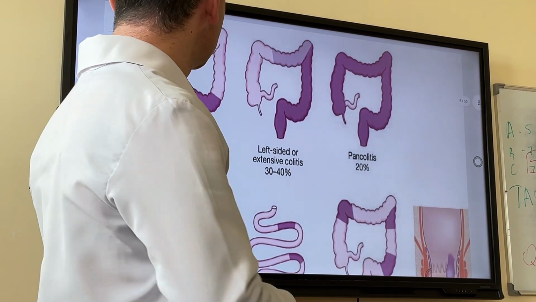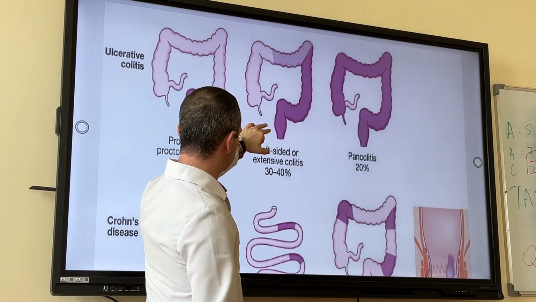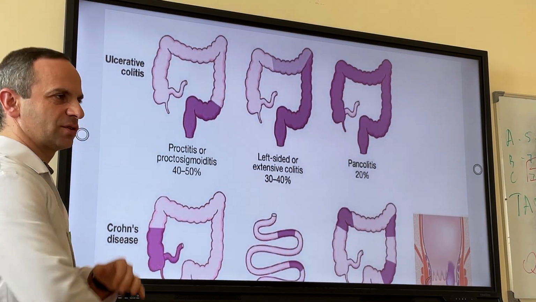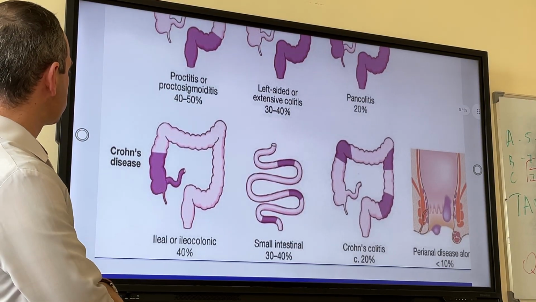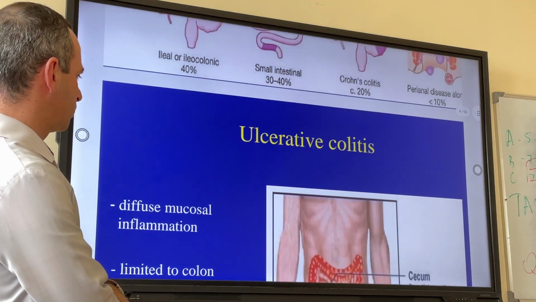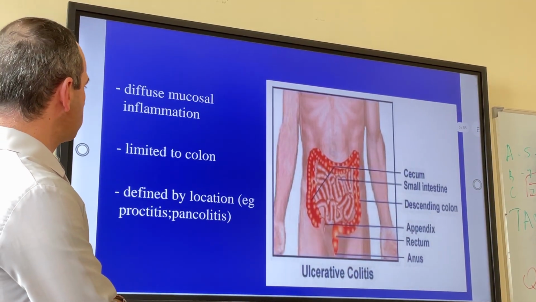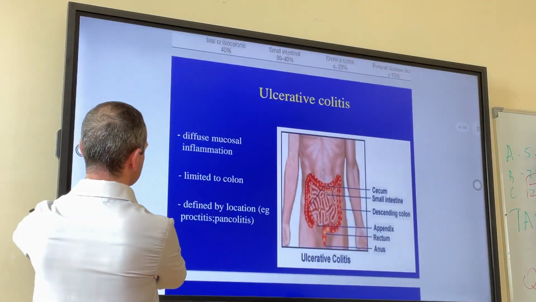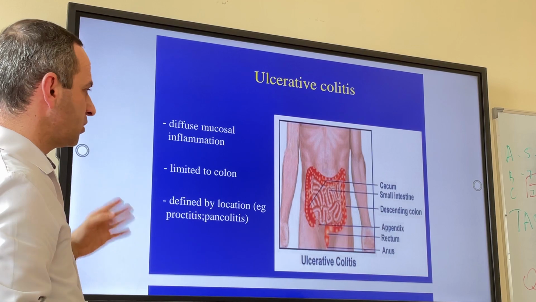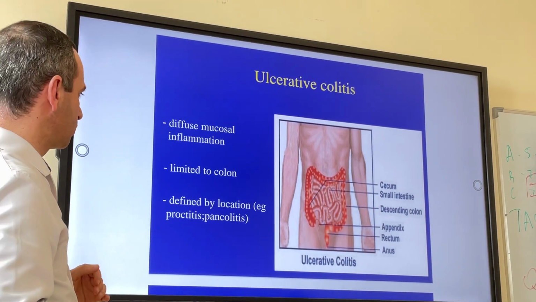So once more, look: proctitis or proctosigmoiditis, rectum, left-sided extensive disease, and pancolitis. Skip lesions. Ulcerative colitis, look, is limited to the colon once more. We have diffuse mucosal inflammation, and we may tell which variant this is: pancolitis, distal, extensive, and so on.